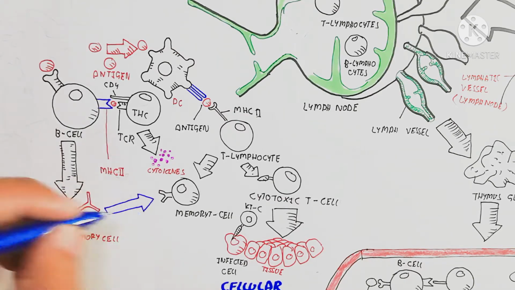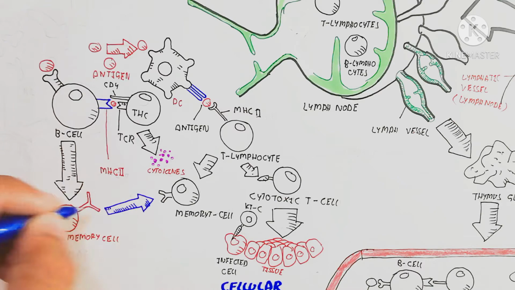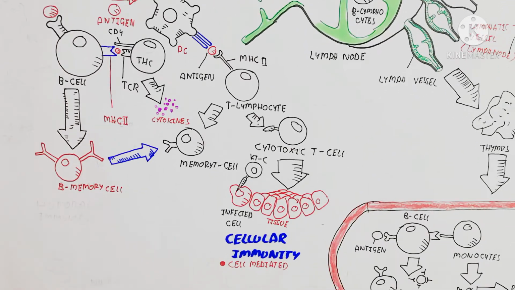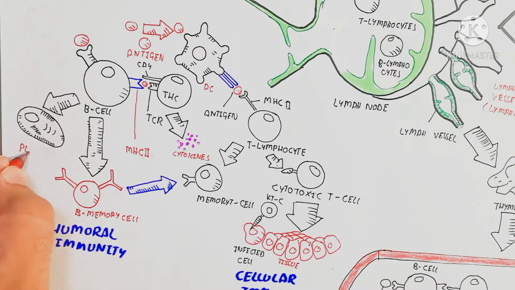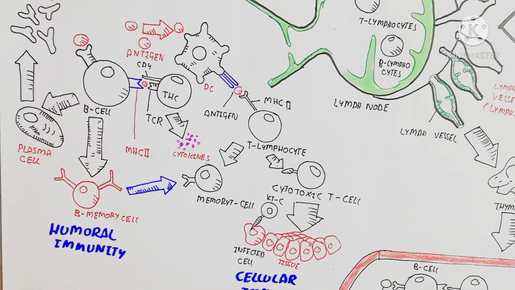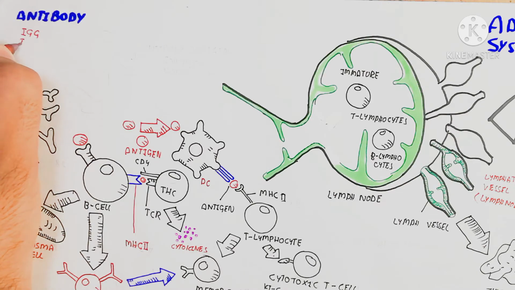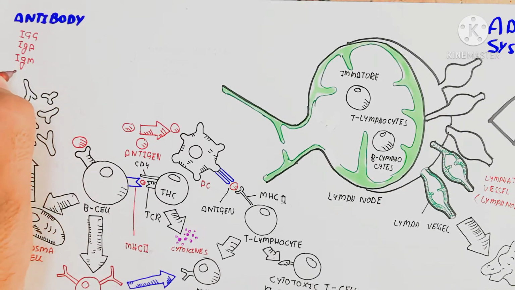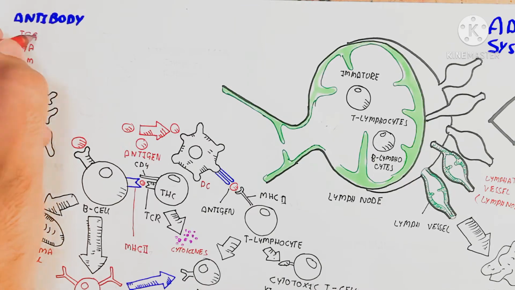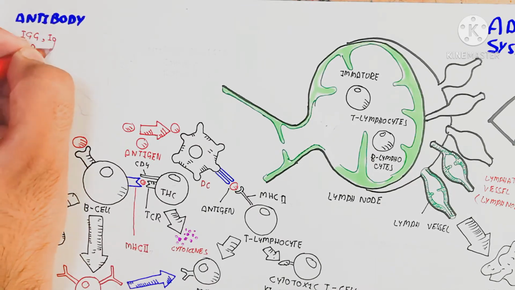This B memory cell contains a remembering antibody for again pathogen infection, for quick response, while the plasma cell is produced at the time when the infection occurs, and this plasma cell produces the antibody. We will discuss how the plasma cell produces antibody. So that is humoral immunity. Humoral immunity means it does not directly kill the pathogen, but works by a different mechanism.